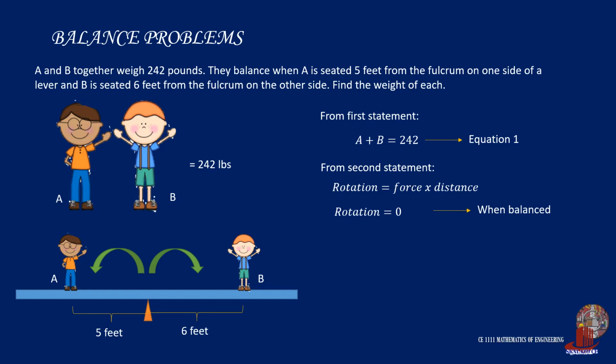From our example, we can get distance of 5 feet multiplied by the weight of A will be equal to the weight of B multiplied by his distance from the fulcrum taken as 6 feet. By extracting B, we get B is equal to 5/6 of A. This is the second equation.